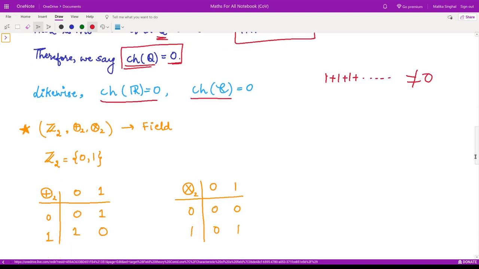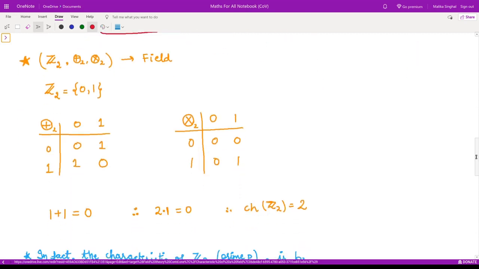So let us consider another example. Here I have considered a set Z2 together with two operations, addition modulo 2 and multiplication modulo 2. Now this forms a field. We all know that. We have seen several examples. So now let us see, is there a characteristic of this field? And if it is so, what is it?